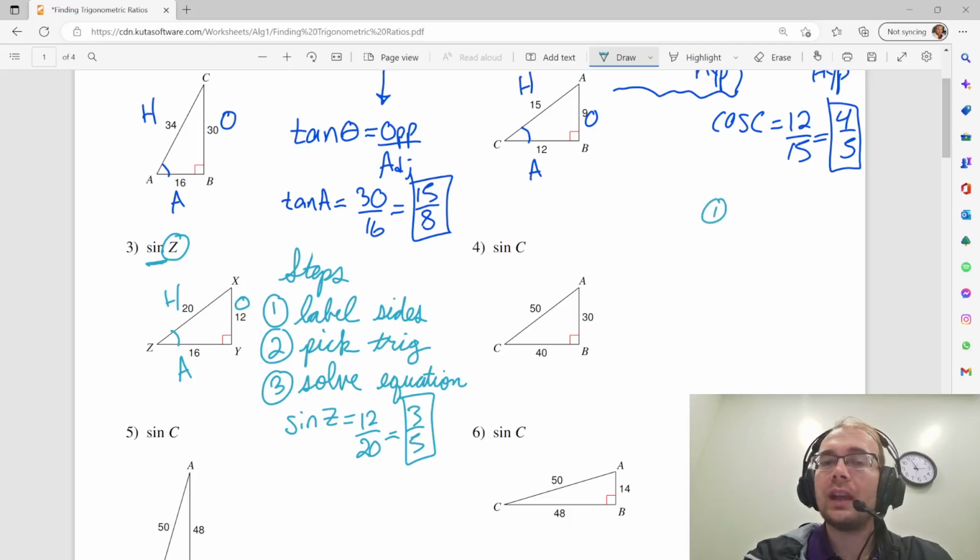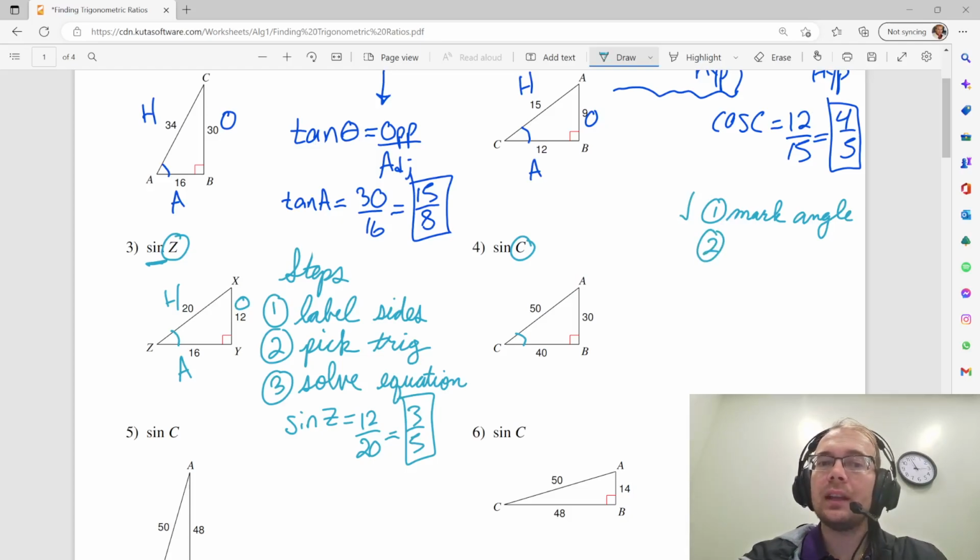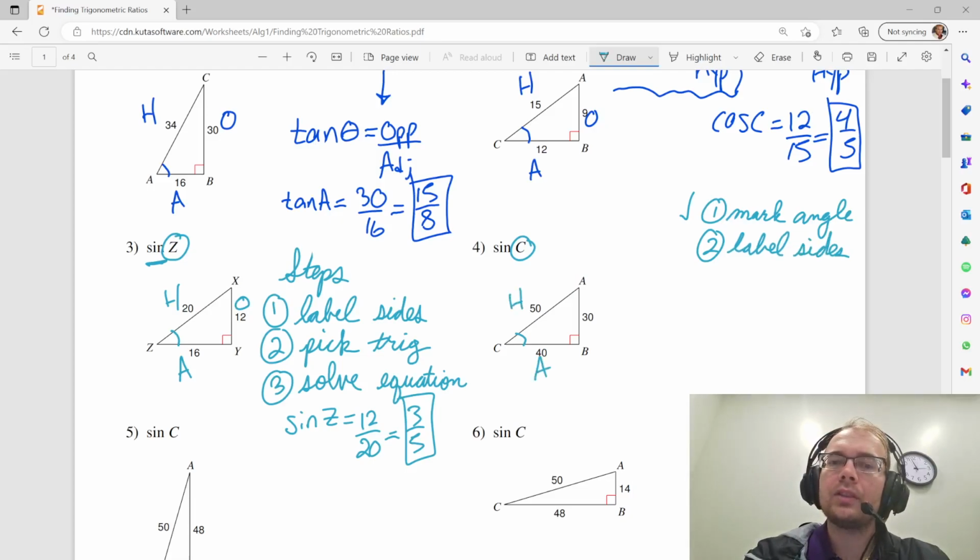focus on which angle we're dealing with, right? So we identify the angle, so we mark the angle, I would say. Mark the angle. So we're dealing with angle C. So we just did step 1. Okay. Step 2, we do want to still label the sides. That is still something we definitely want to do. So we have to identify what sides we want to use: hypotenuse, adjacent, opposite.